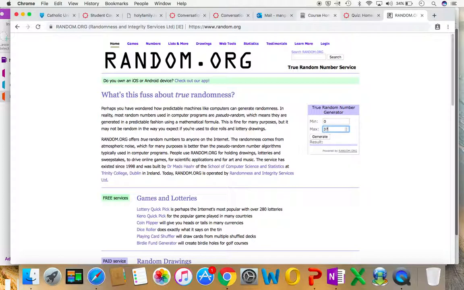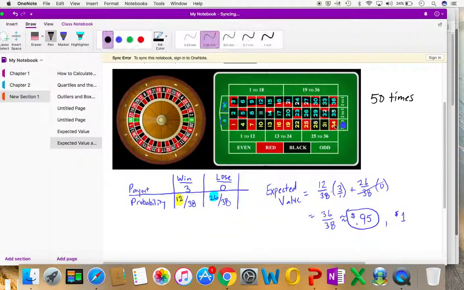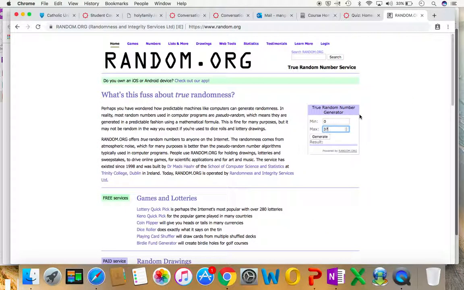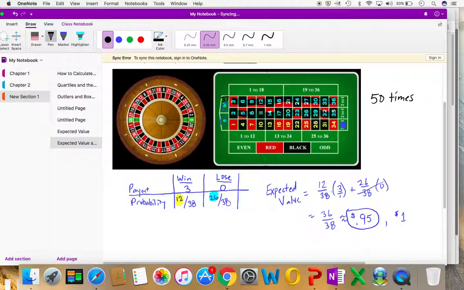We're going to go from 0 to 37, and we'll understand that, and I'll write it over here, a little number 37. If I get 37, that's going to represent double zero. We're going to do this 50 times and see what numbers we get. So for the first one, we click on generate, and I got a 1. So the first game is a win, and I'm just going to list this as a win.